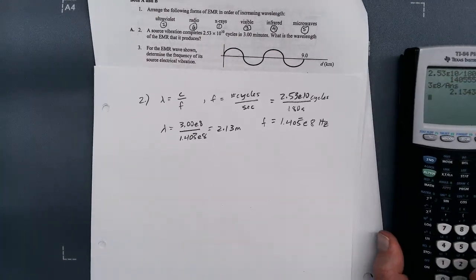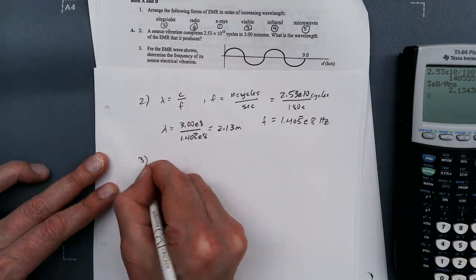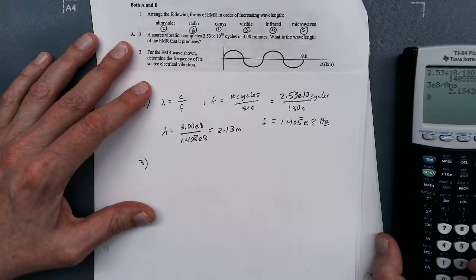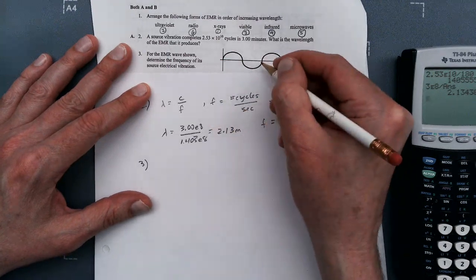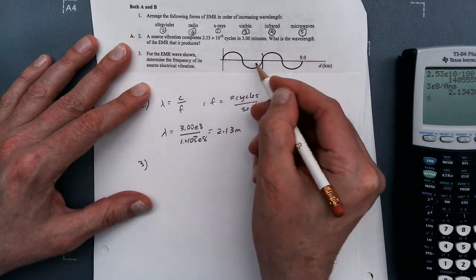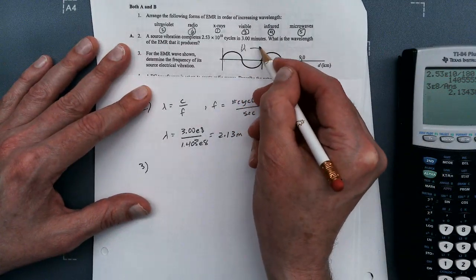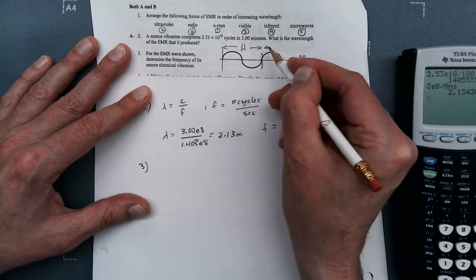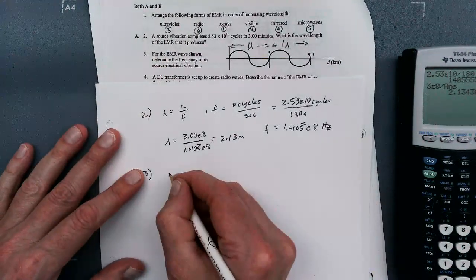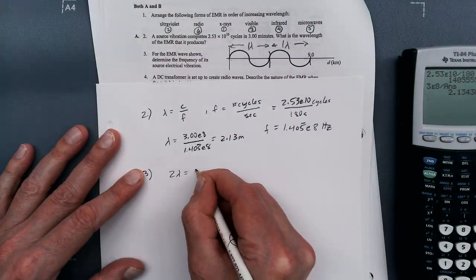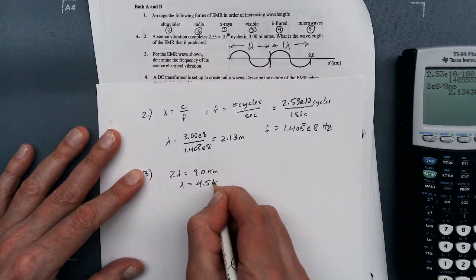Okay, question number 3. For the EMR wave shown, determine the frequency of its source electrical vibration. All right, so when we look at this graph, you can see how many full wavelengths we have. This would be one full wavelength from here to here, and then one more wavelength for the second part, making it two full wavelengths. So 2 lambda is going to be 9.0 kilometers. That means the wavelength must be 4.5 kilometers.